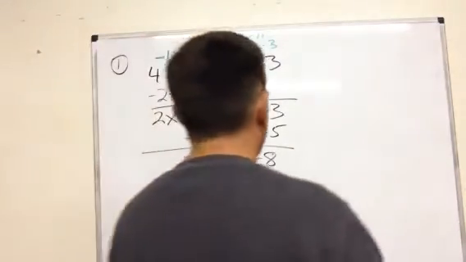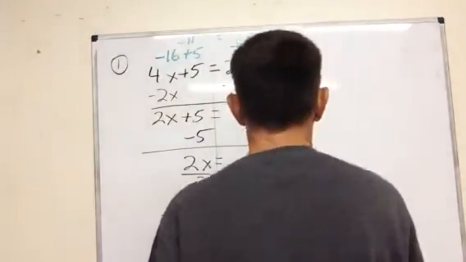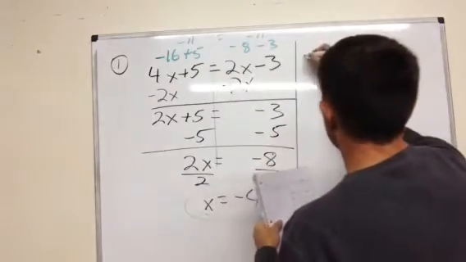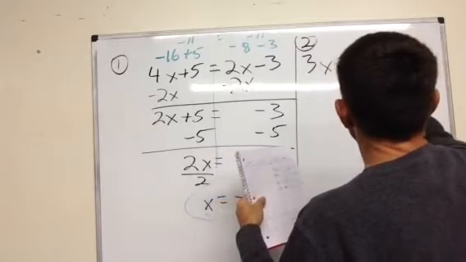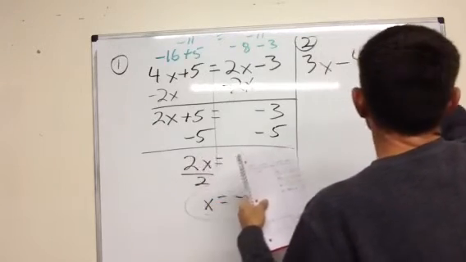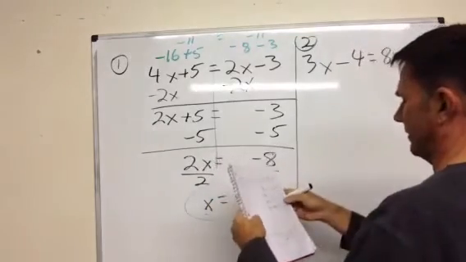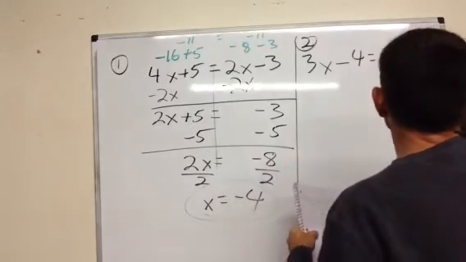So I'm going to put the next problem right next to it so we can compare on what to do. Problem 2, we have 3x minus 4 equals 8x plus 16, I believe.